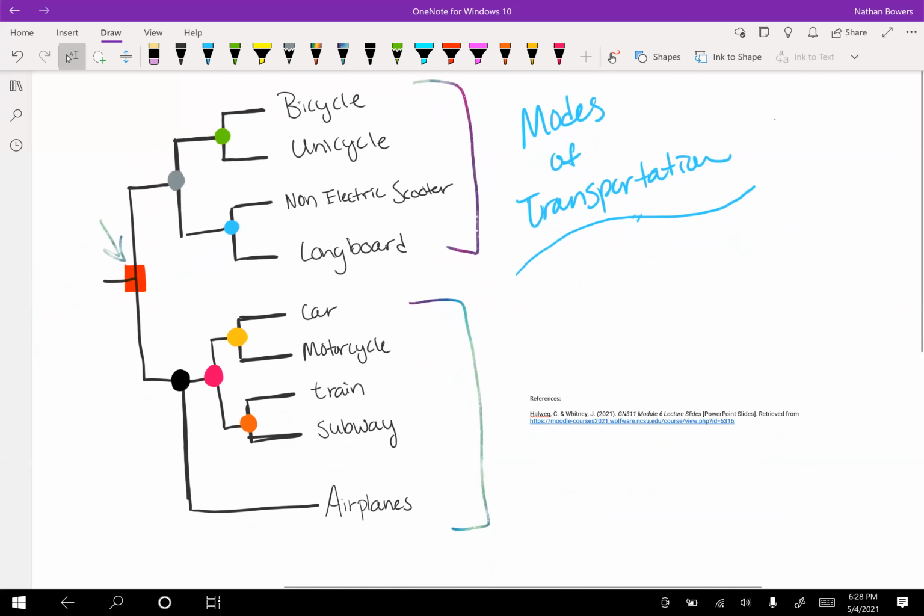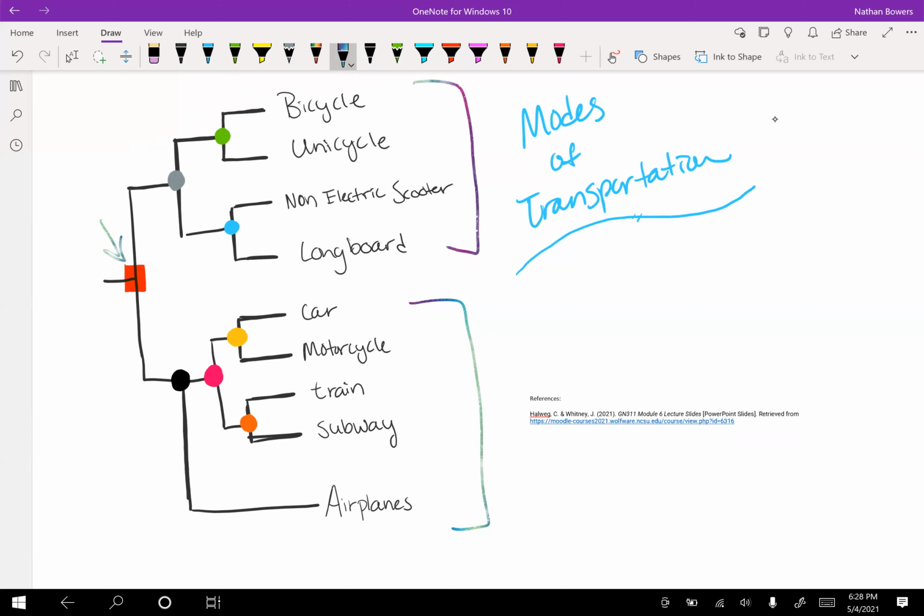This clade up here, the bicycle and unicycle, diversified at the node at the green dot. They diversified into a species that has two big wheels, the bicycle, and the unicycle, which has one big wheel. The non-electric scooter and the longboard both have small wheels, but they diversified because the non-electric scooter has two small wheels and the longboard has four small wheels.